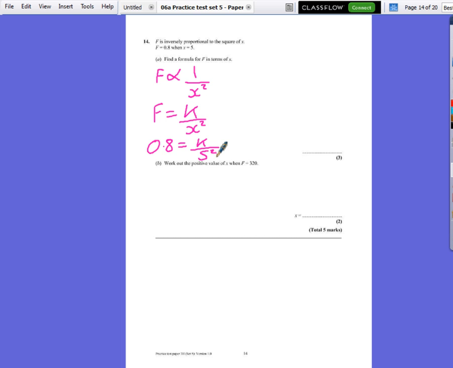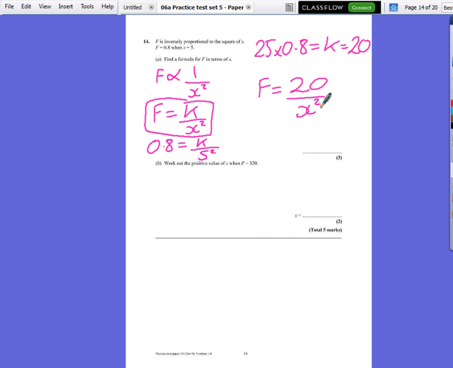5 squared is 25, and if we rearrange that, it's divided on the right hand side, so it will multiply by 25 on both sides. We get 25 times 0.8 will give us k. So k would be 20. A lot of people just stop there, but it says give us a formula for that. So we need to put k is 20 back into this. So our formula would be f equals 20 over x squared.